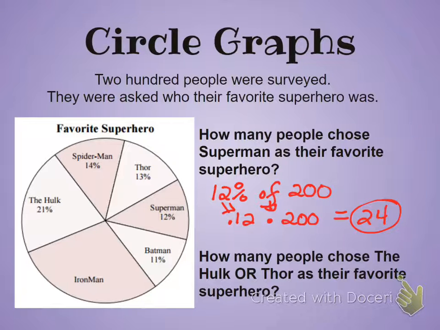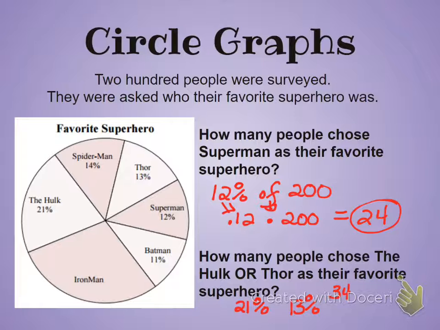This one you're going to have to be kind of careful on. It says, how many people chose the Hulk or Thor? So we have to get the percent for the Hulk and also the percent for Thor and put them together. So the percent for the Hulk was what? 21. Was it 20 or 21? Okay, so 21%. And then how about Thor? 13%. Now at this point there are two different ways we can do it. We could add those two percents together and then multiply it times 200, or we could do each one separately. Which would you like me to do? Add them together. I think that's faster. I agree with you. So that would be 34% chose one or the other of those.